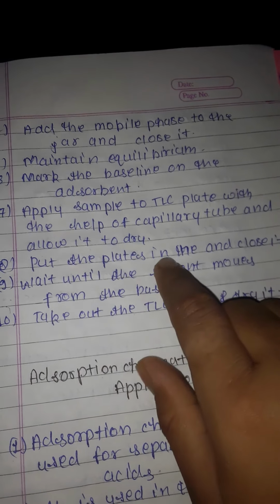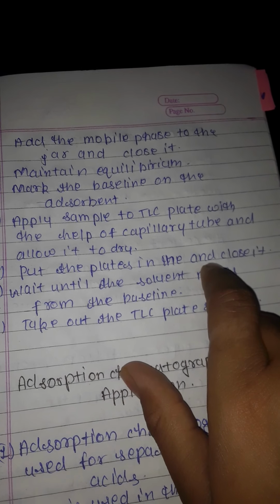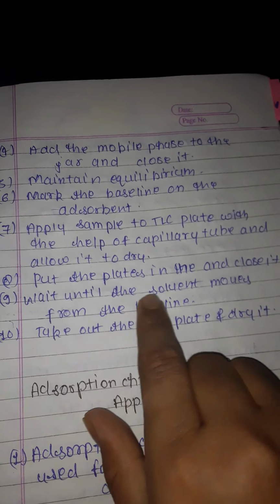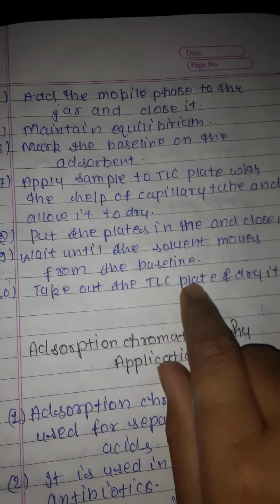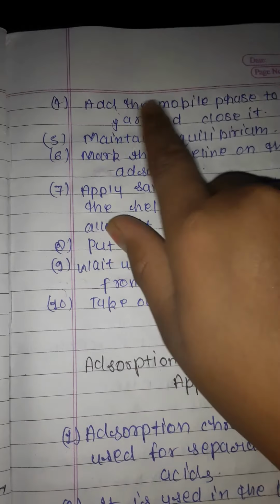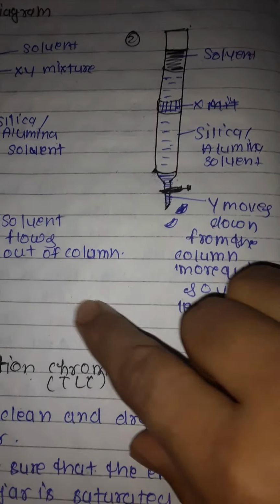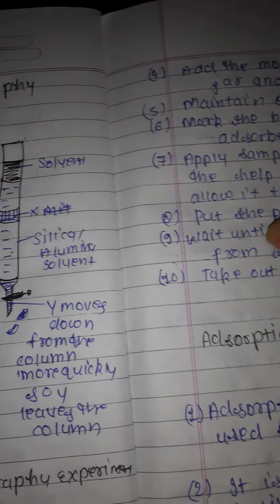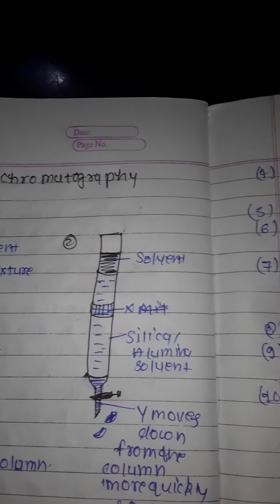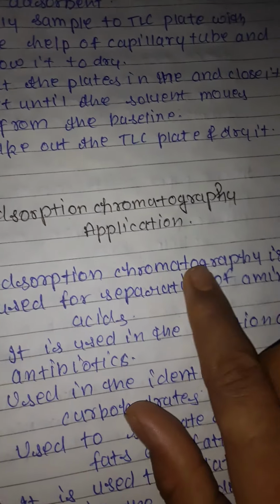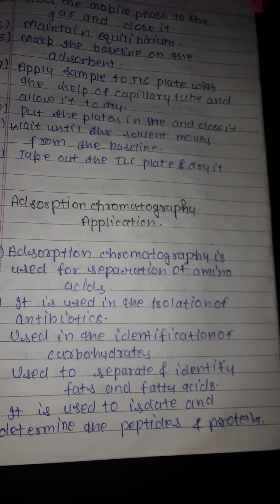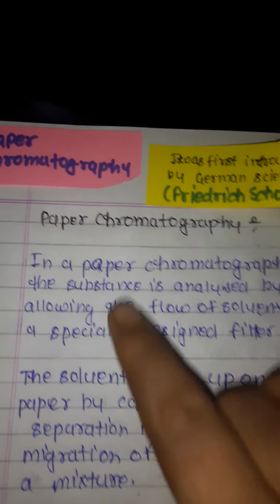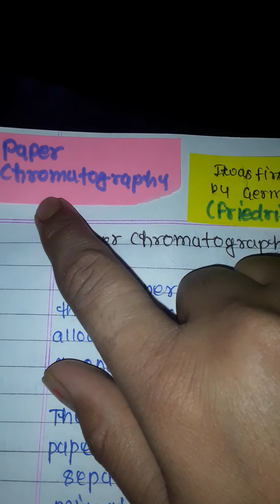Put the plate in the jar and close it. Wait until the solvent moves up from the baseline. Take out the TLC plate and dry it. So this is the whole process of adsorption chromatography. The applications told here are not important, but if you want, you can take a screenshot of this. Then we'll come to paper chromatography.